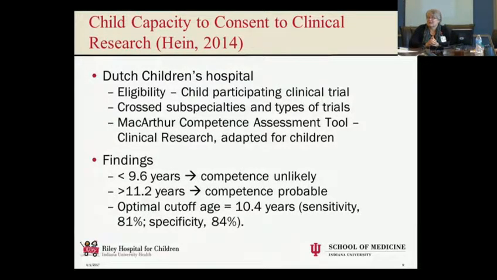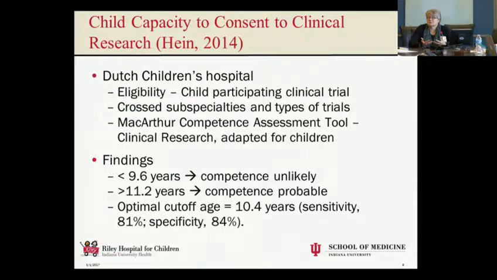They took every child participating in a clinical trial in a large children's hospital. These clinical trials cross subspecialties and types of trials. So they had kids in GI and oncology and other types of trials. And then they took an adult capacity assessment tool, the MacArthur Competence Assessment Tool for Clinical Research, adapted it and administered it to the young people. And what the MATCAT does is that it looks at whether young people can understand the results. It looks at whether young people can reason, can weigh risks and benefits, whether they appreciate how the research might affect them themselves, and it assesses whether they can make a voluntary choice.